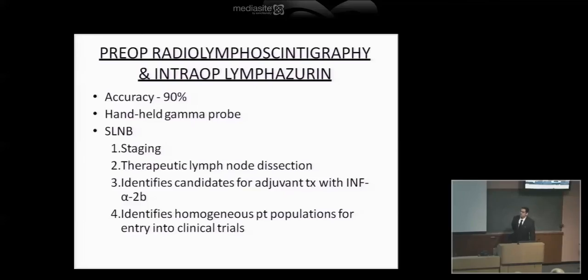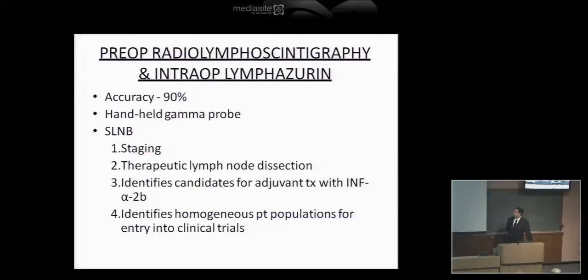How do you do a sentinel lymph node biopsy? It basically involves, as I was mentioning, preoperative radiolymphoscintigraphy, and in the OR, blue dye is injected around the lesion, and then based on the pre-op lymphoscintigraphy and the blue dye, you perform an incision over the lymph node drainage basin and find the first lymph node with the use of a handheld gamma probe.